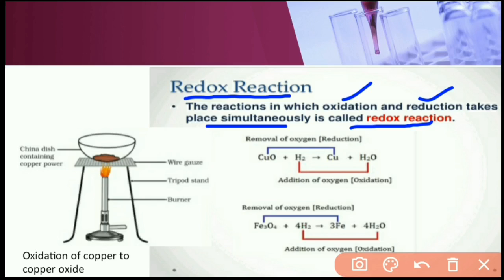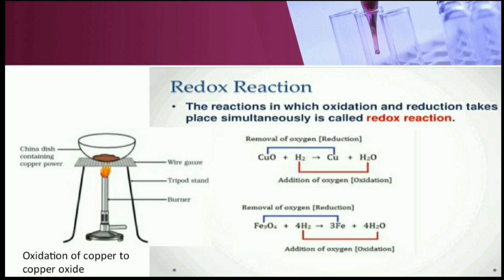See the example: in this reaction copper oxide is converted to copper. So here oxygen is removed, so that is a reduction reaction. And next, hydrogen is converted into water. So here oxygen is added, so it is an oxidation reaction. So we can see that in this chemical reaction both processes, reduction and oxidation, take place simultaneously.